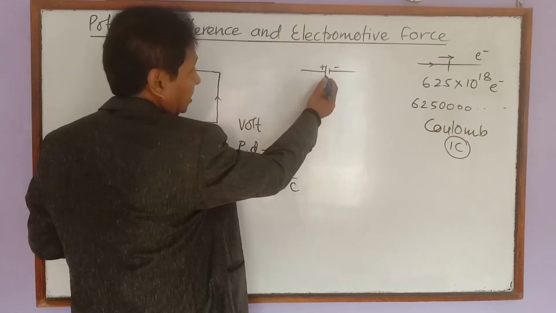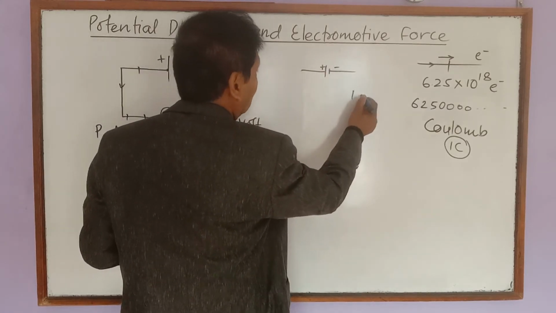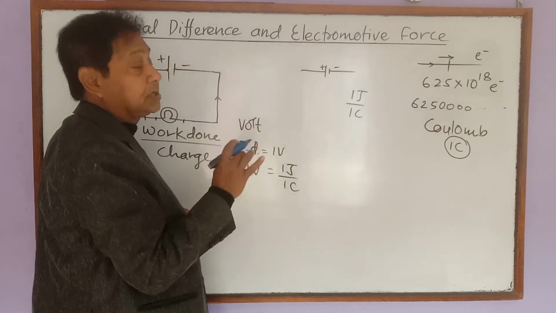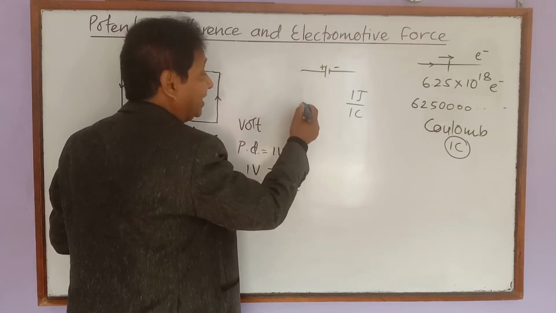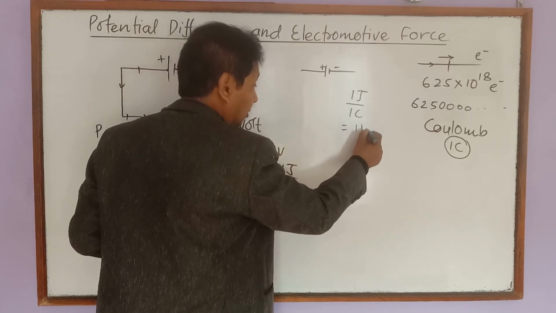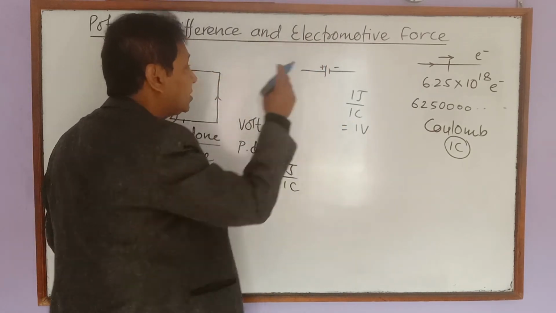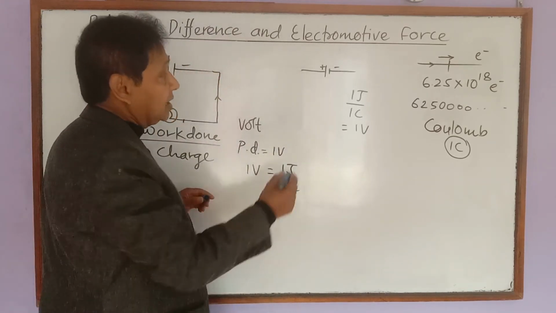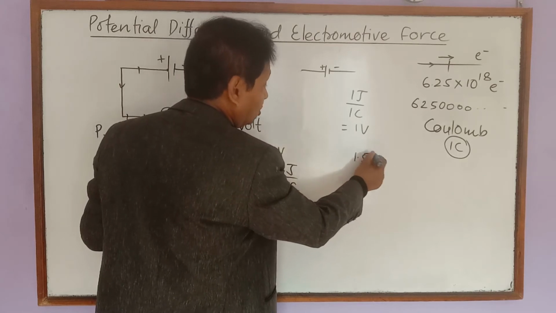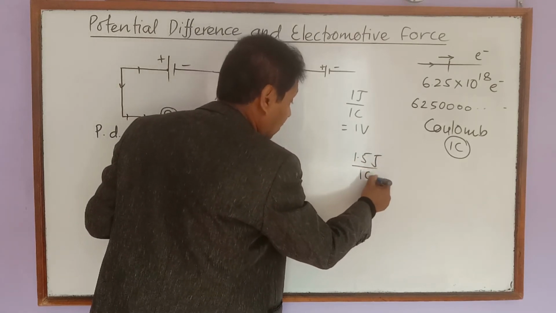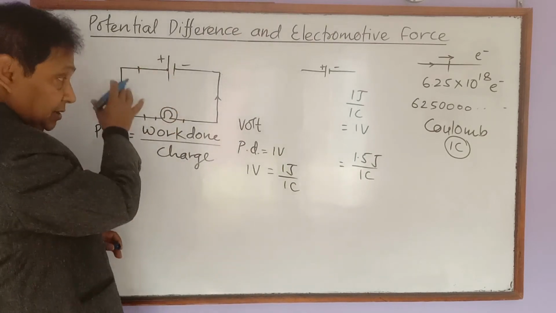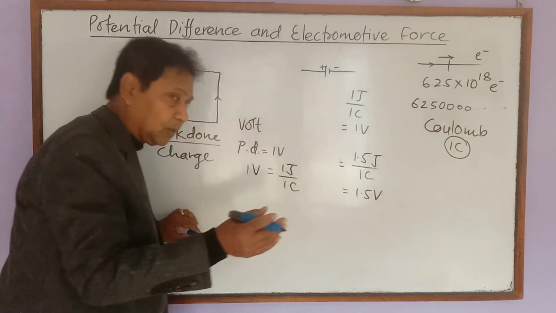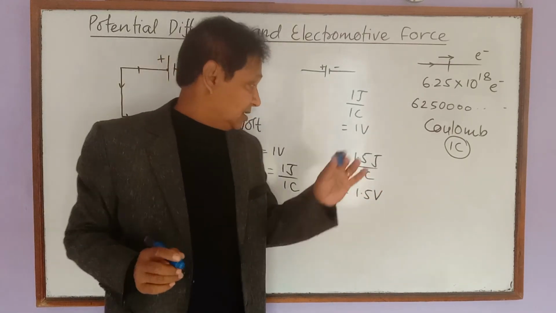And if this is a simple cell, it delivers 1 joule electrical energy for the flow of 1 coulomb charge around the circuit connected to it. That's why EMF of a simple cell is 1 volt. But if it is not a simple cell, it is let's say a dry cell, then what happens? It delivers 1.5 joule electrical energy for the flow of 1 coulomb charge around the circuit connected to it. And that's why EMF of a dry cell is 1.5 volt. In the same way, EMF of a lead acid cell is 2 volt.